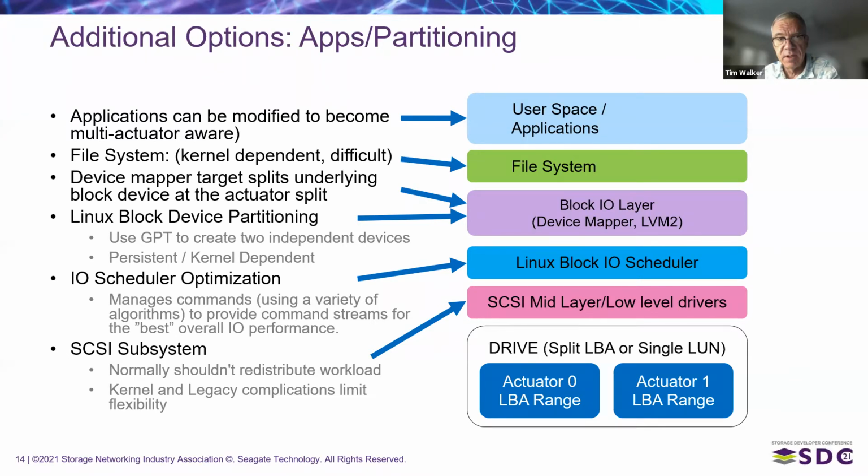If we go down one more level, now at the Devicemapper level, no longer are we even thinking about actively redirecting. At this point, we're talking about exposing the actuators so that a file system or application can know which actuator an LBA is destined for and send it to where it wants to go. And then below that, we can always do something simple like partition the drive and set the partition boundaries on the actuator boundaries.